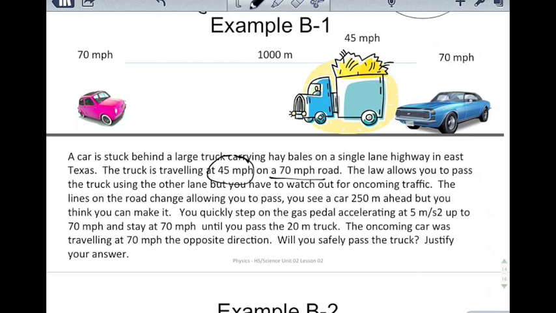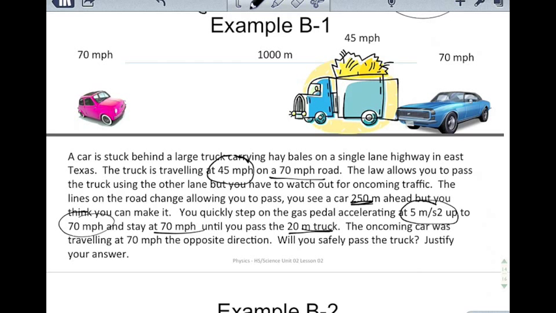You want to know if you've got enough time to pass the truck and not see another car coming from the opposite direction. So there's 250 meters in between you and the car, and you quickly step on the gas to accelerate up to 70 miles per hour, and you stay at 70 miles per hour until you pass the 20-meter long truck. It's got a really long bit of bales of hay.